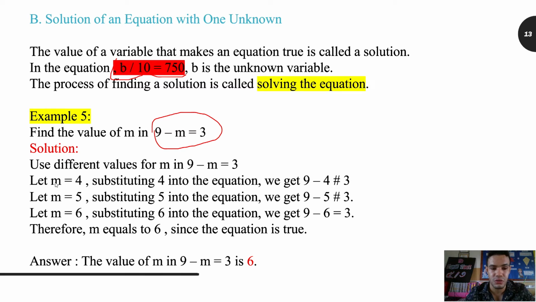So here we kept choosing different values. M equals 4. You substitute, it will be 9 minus 4 equals 3. No, it's wrong. 9 minus 4 equals 5, right? So then you put 6. You substitute, and then you get 9 minus 6 equals 3. That's right. So then the equation is true.